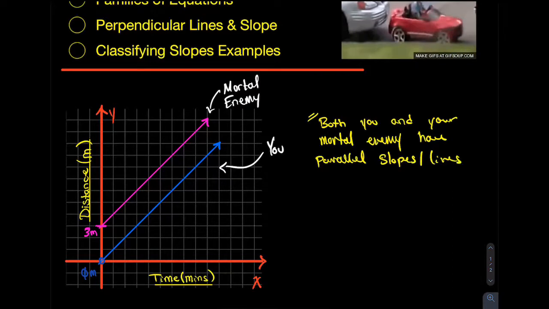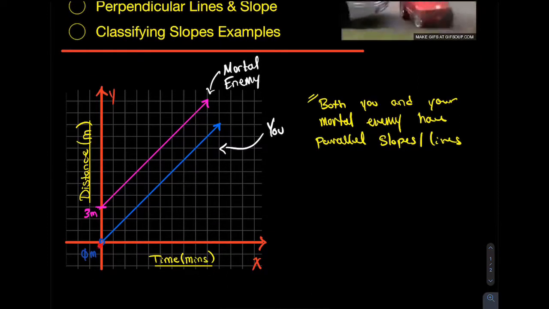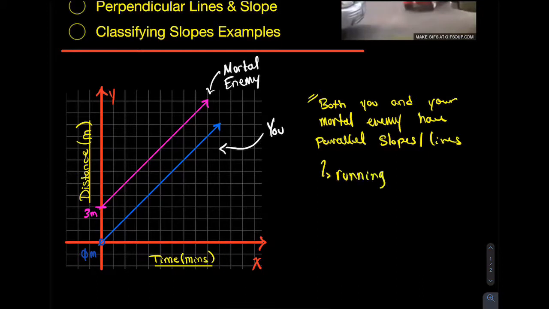And what do we know about a slope again? What does a slope tell us? It's giving us some kind of way to measure what we call a rate. So this is the rate at which we're running. This is basically our speed. This is telling us what our speed is. It's our distance, meters per minute. And are we running any faster than our mortal enemy based on these lines? Even looking at that, you don't have to do any calculation on the slope. You can tell, no, we're running at the exact same rate.